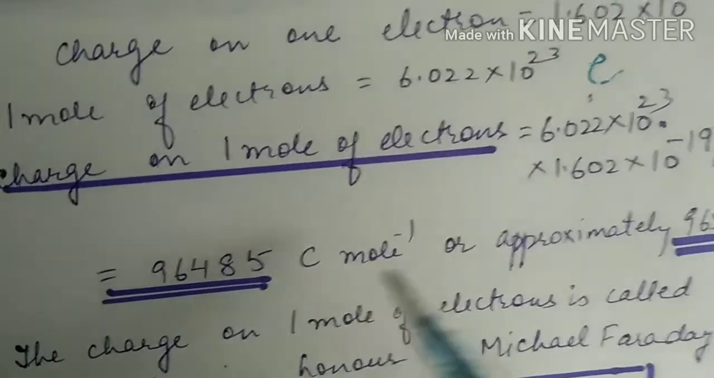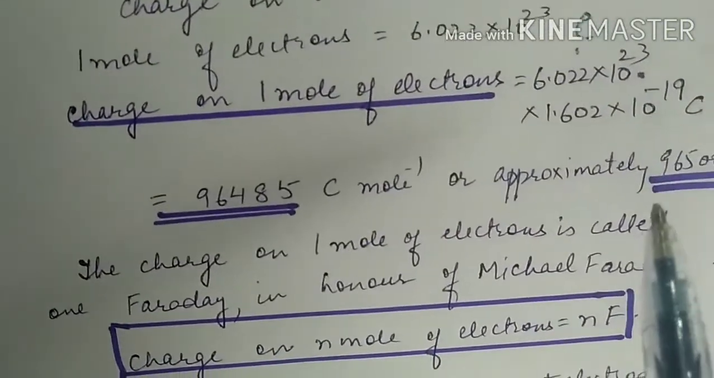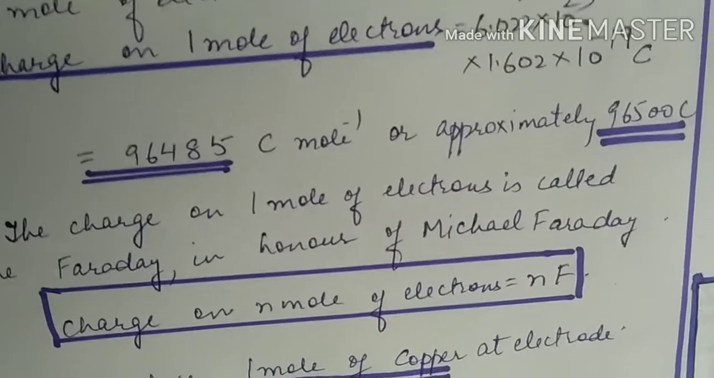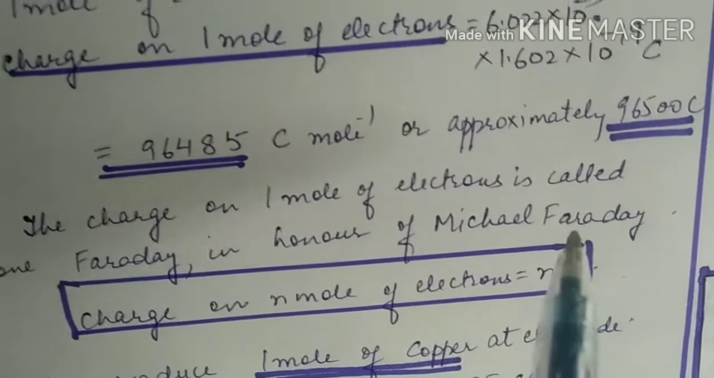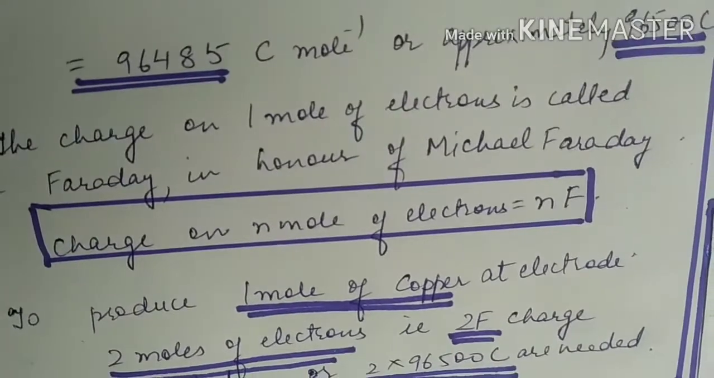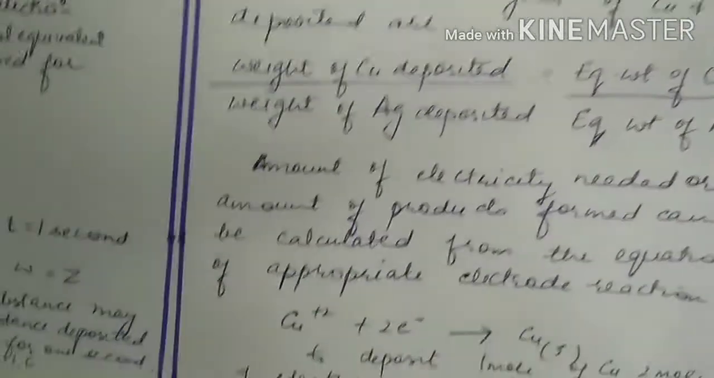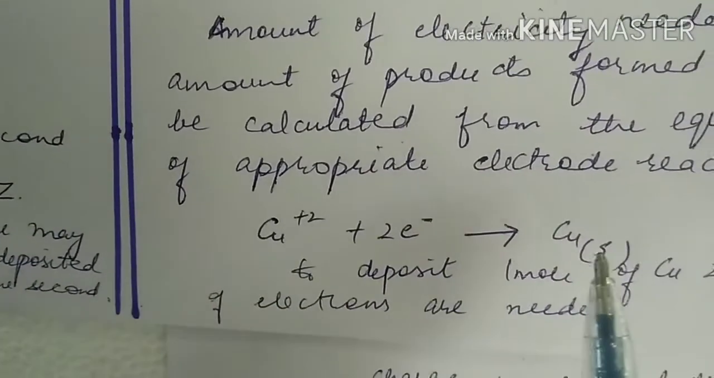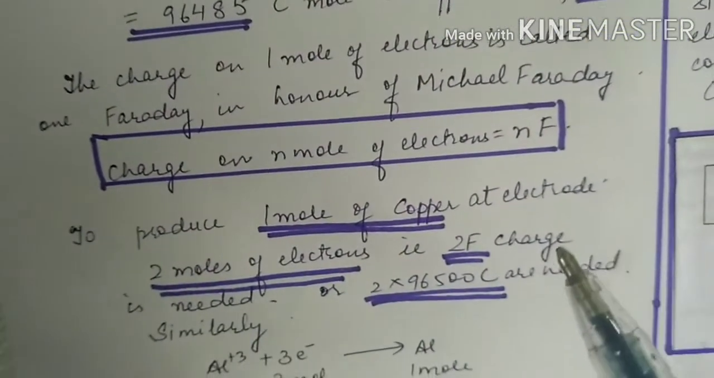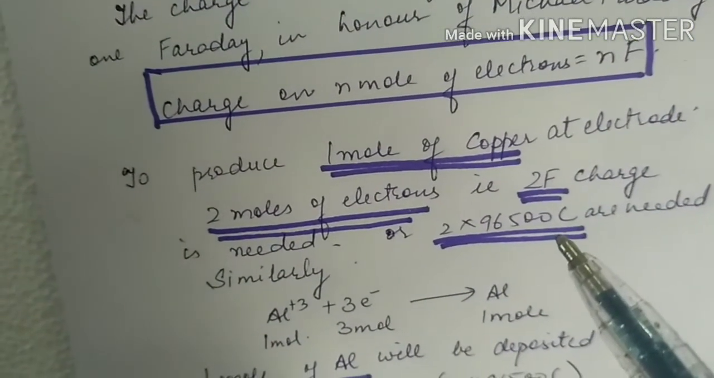Now this is approximately equal to 96500 coulombs, rounding up. So the charge on 1 mole of electrons is called 1 Faraday, in honor of Michael Faraday. And charge on n moles of electrons will be n into F. So to produce 1 mole of copper at electrode, 2 moles of electrons are needed, that is 2 Faraday charge. You can see this from this equation. To deposit 1 mole, 2 Faraday charge is needed, that is 2 into 96500 coulombs, because 1 Faraday is this much coulombs.